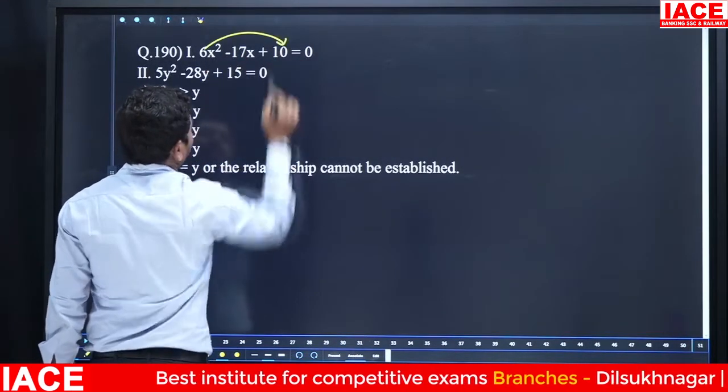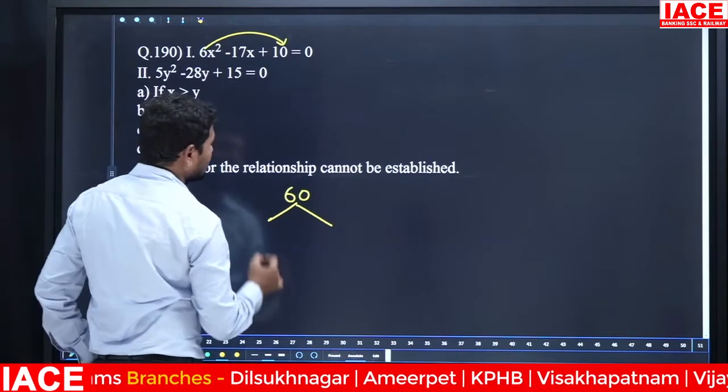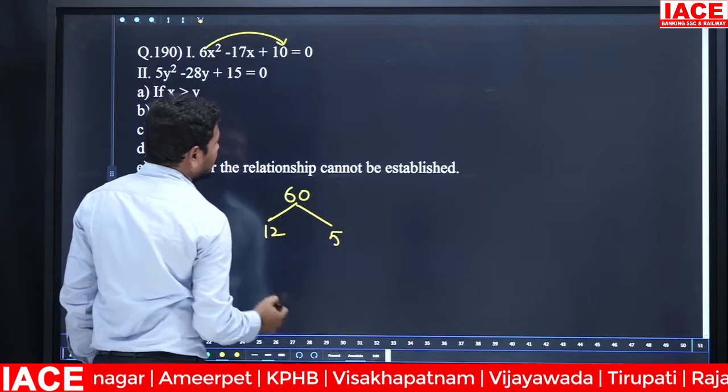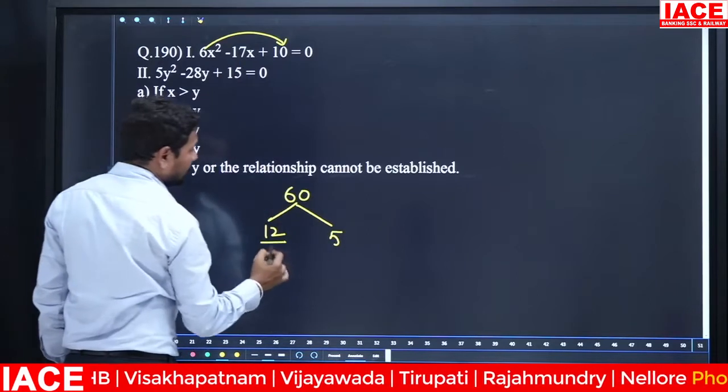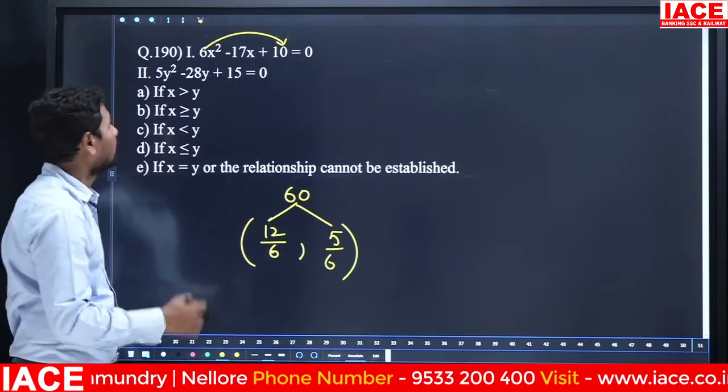The next question: 6x square minus 17x plus 10 is equal to 0. 6 into 10 multiplied becomes 60. The factors are 12 and 5, since 12 plus 5 is equal to 17. Divide with 6. Then the final factors are 2 comma 5 by 6.